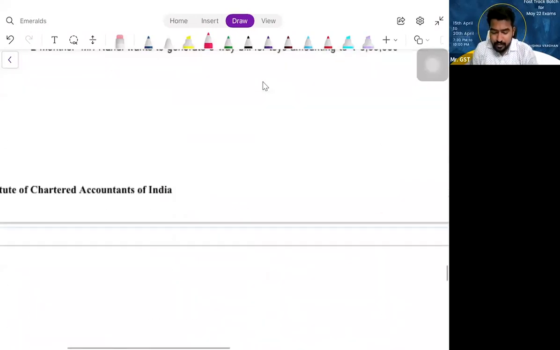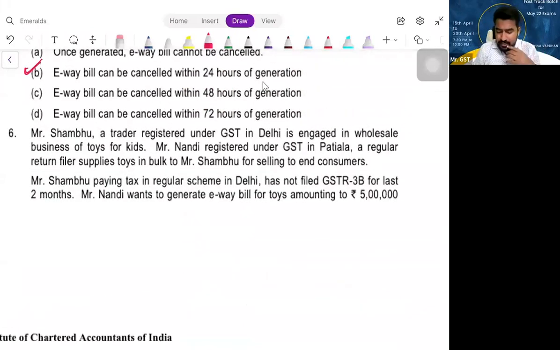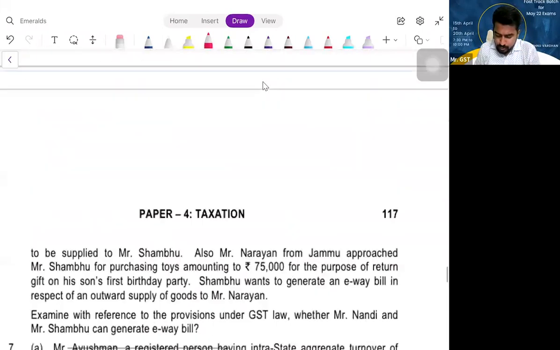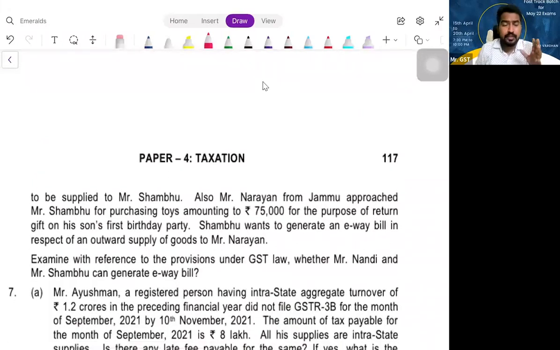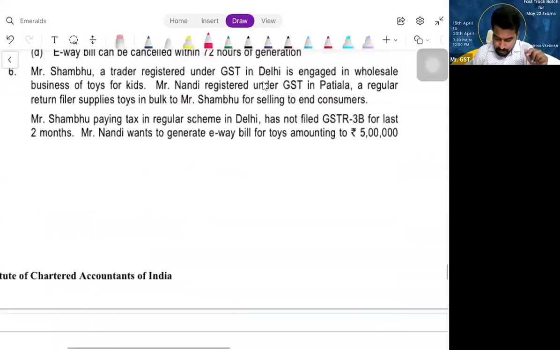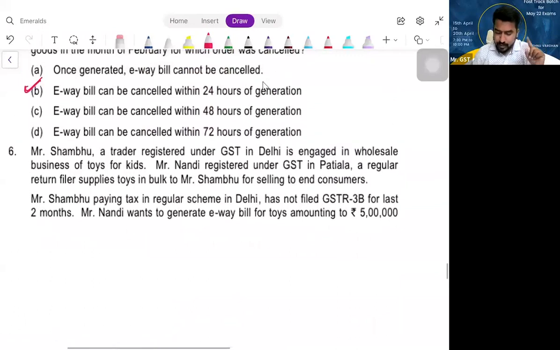Here the question is related to Mr. Shambhu, a trader registered under GST, and Nandi registered under GST. So who is supplying the goods to whom actually? Nandi to Shambhu, and Shambhu to Narayan. So here it is Nandi, Shambhu, and Narayan. Alright.